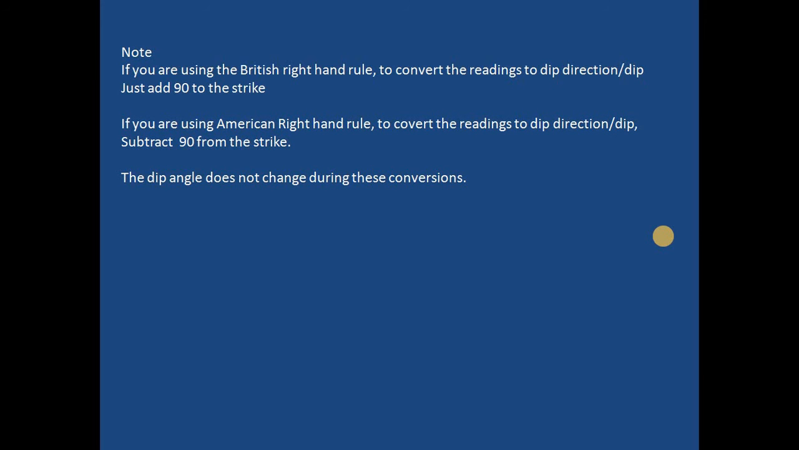So note, if you are using the British right-hand rule, to convert the readings to dip direction and dip, just add 90 to the strike. If you are using the American right-hand rule, to convert the reading to dip direction and dip, subtract 90 from the strike. The dip angle does not change during these conversions.